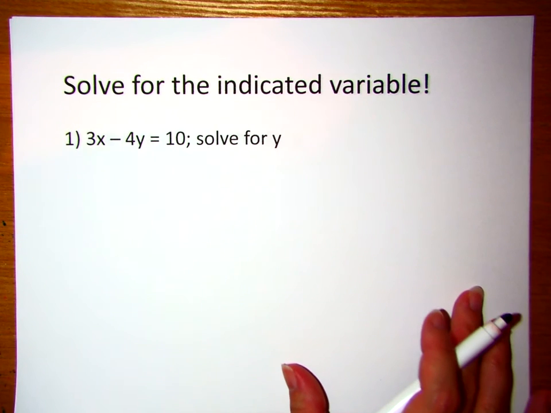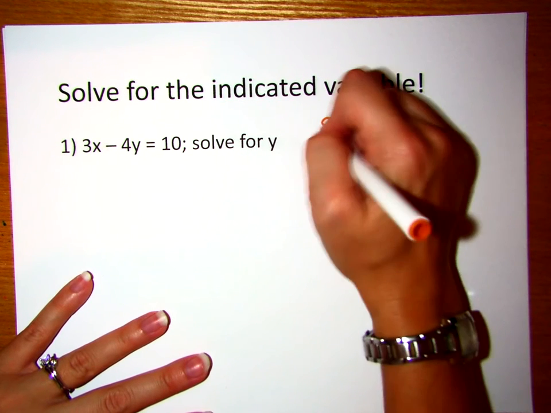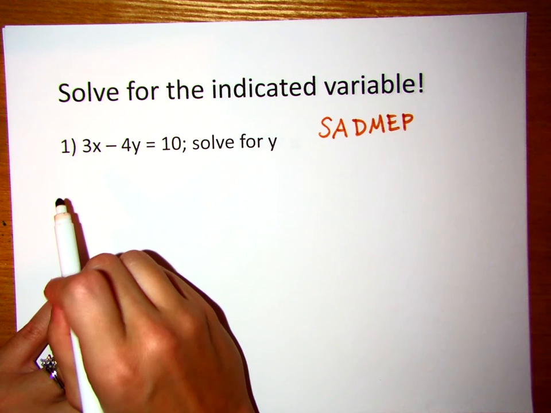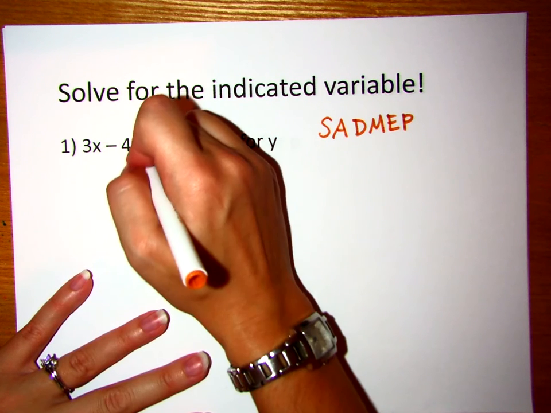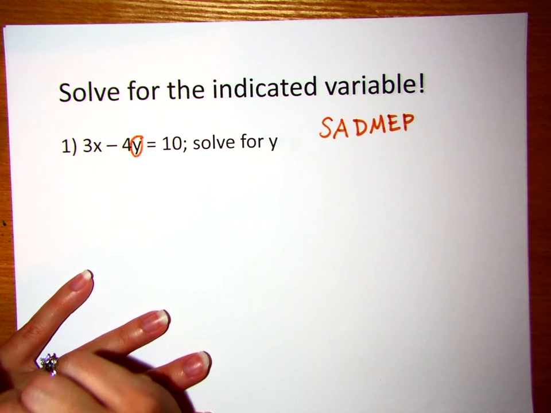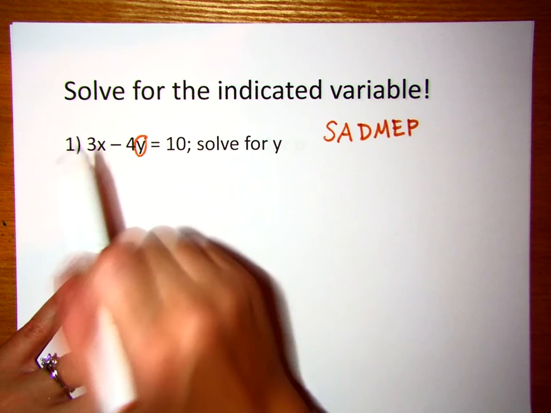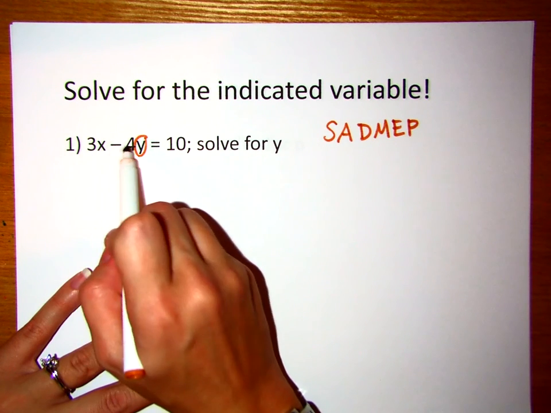So in this first example, it says solve for y. So I'm going to go ahead and write that. So it gives us our order. So we start with subtraction, addition. Well, we're solving for y, so I'm going to go ahead and circle that. That's what we want to leave alone. That y will never leave the side. You leave it on the left. What we have to move away is the 3x and the negative 4.